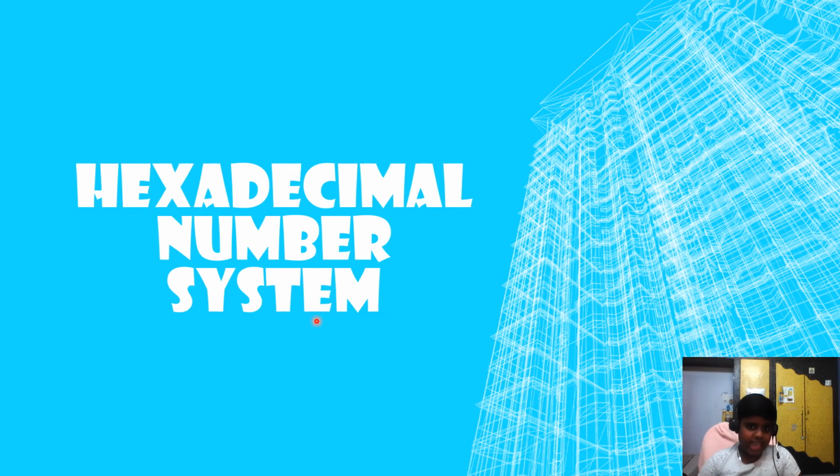So next is the hexadecimal number system. What is hexadecimal? Hex is 6, decimal is 10. What does it mean? Let's see.